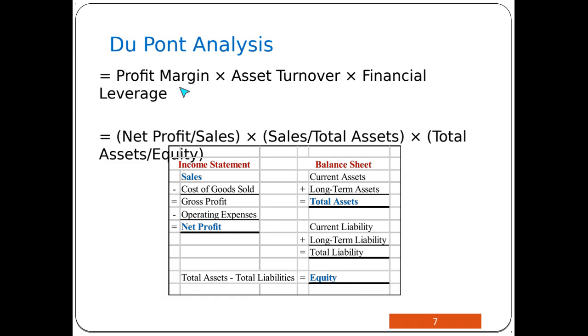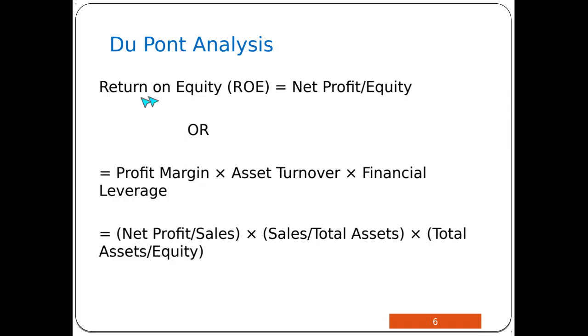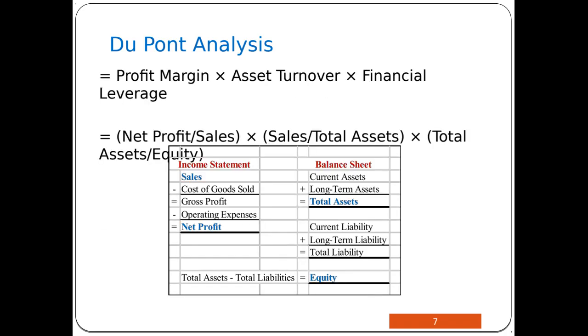So you see the first formula, both the numbers come from the income statement. The second one, one number comes from the income statement, one from the balance sheet, and the third one, both the numbers come from the balance sheet. And we multiply these 3 numbers and it gives us the DuPont analysis, which is also known as the return on equity. So you could get the same thing by taking net profit, dividing it by equity. That would be called return on equity. But to do the DuPont analysis, we take the 3 numbers and we multiply them.